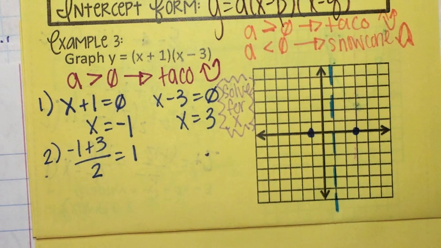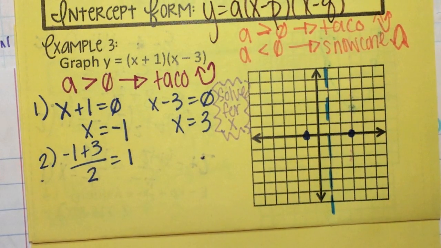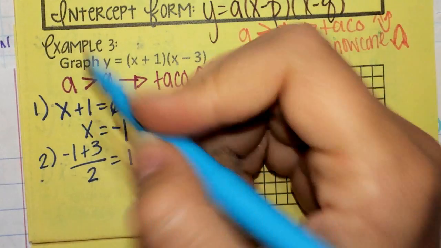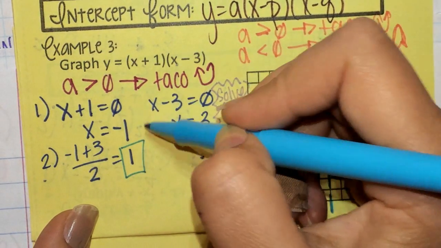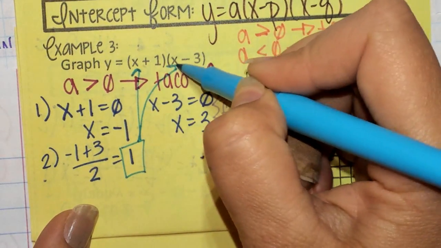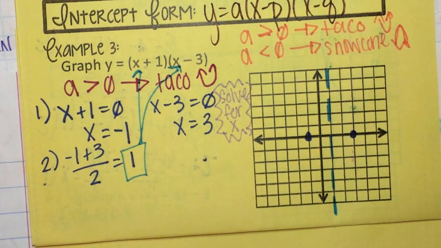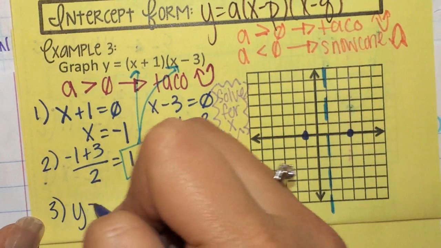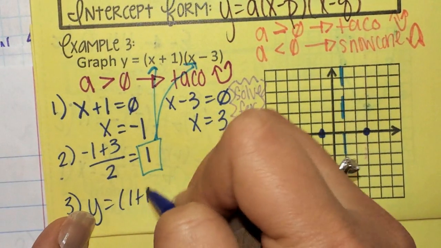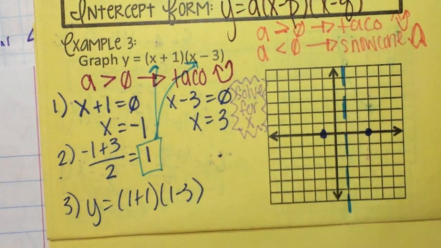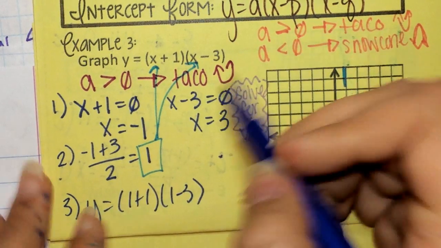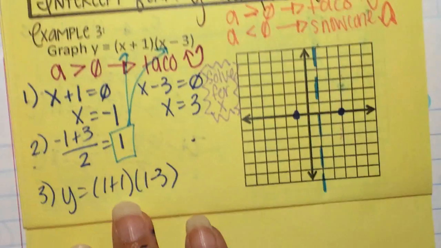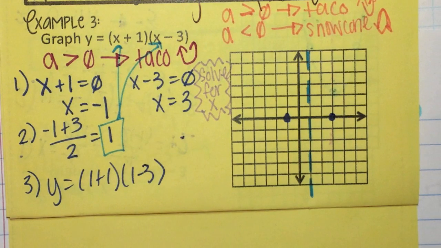Alright, now we need our vertex, correct? How do we get our vertex? Plug in the x values. Plug your axis of symmetry into x. That's how you get your vertex. So step 3 is saying y equals 1 plus 1 times 1 minus 3. You just plug in your axis of symmetry. Is everybody with me?